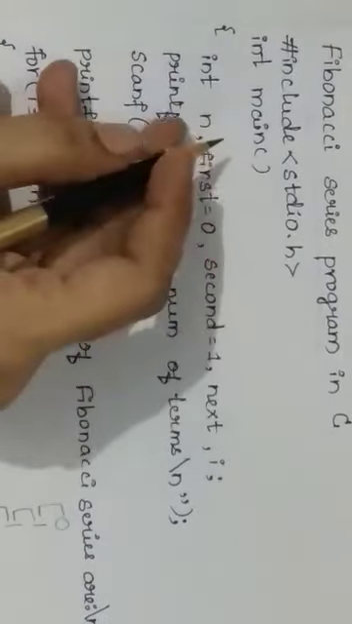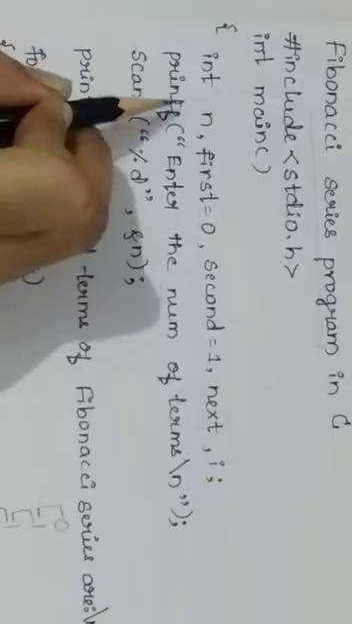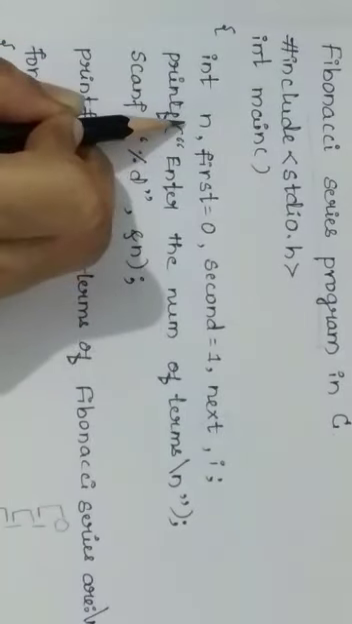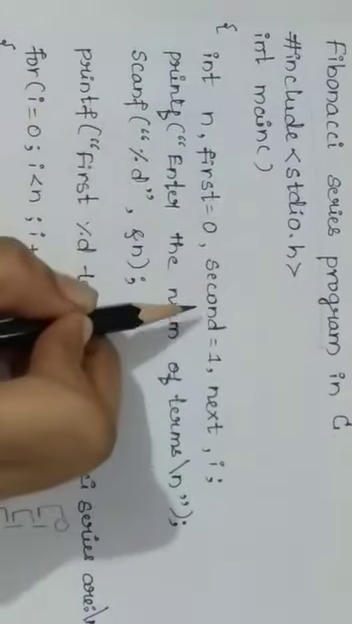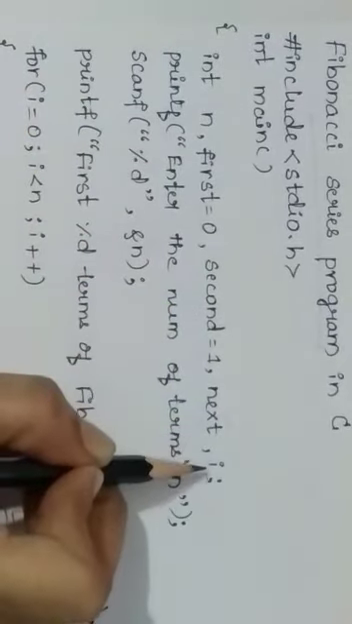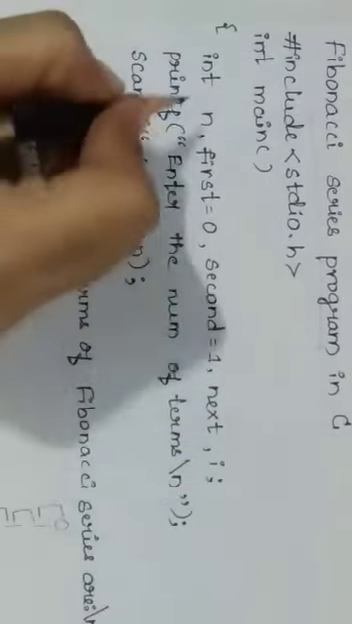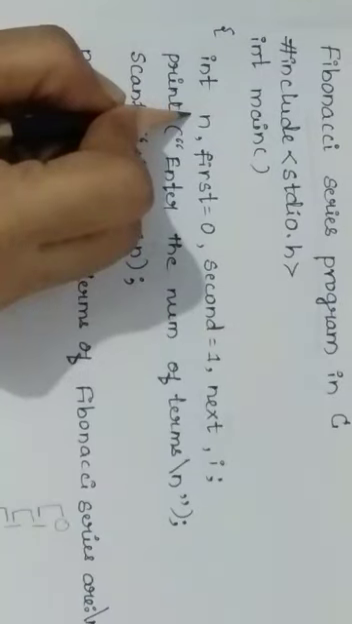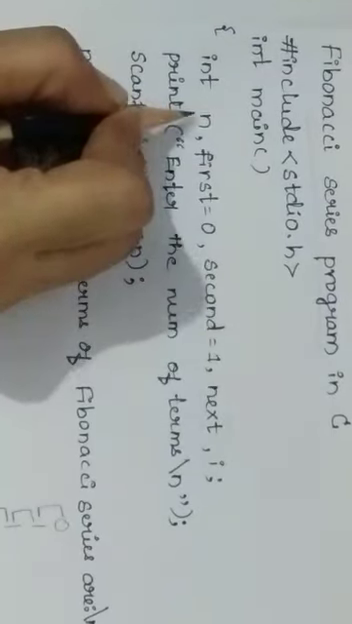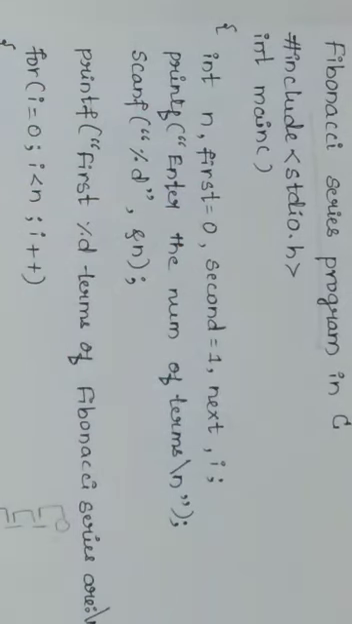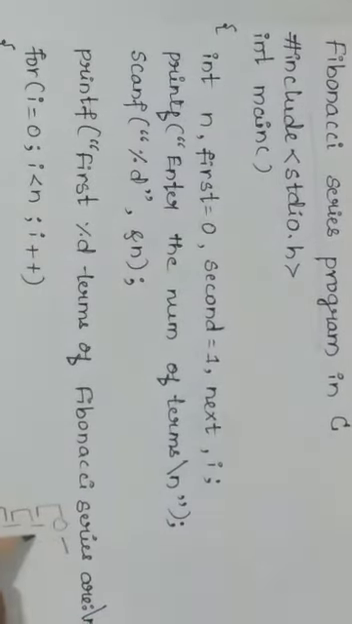Now this is a program and I am taking integer variables n, first equals to 0, second equals to 1, next, and i variable. So what is n? n is the limit or term up to which term you want to generate Fibonacci series. Now in Fibonacci series, first two numbers you have to assign or initialize. First starting two numbers you have to assign in program, that is 0 and 1.